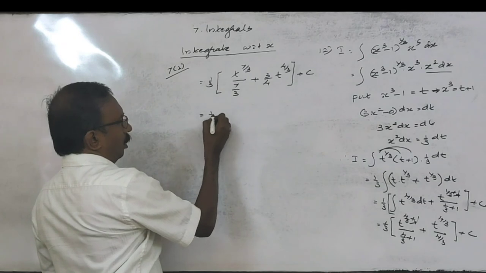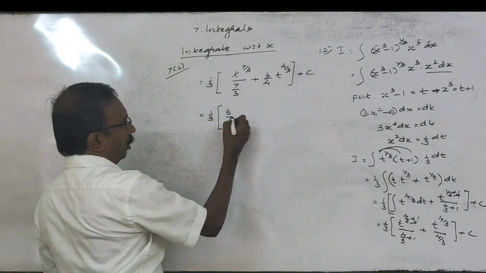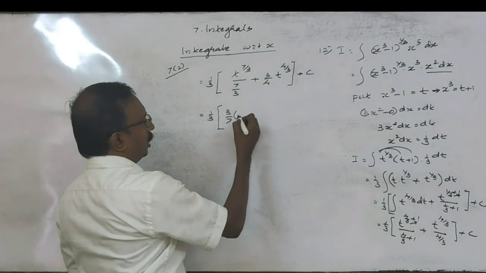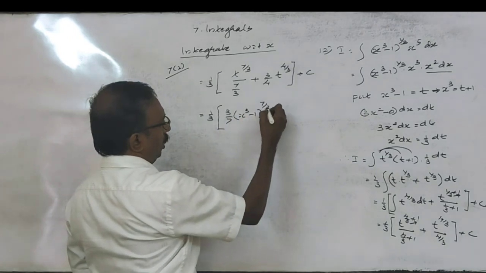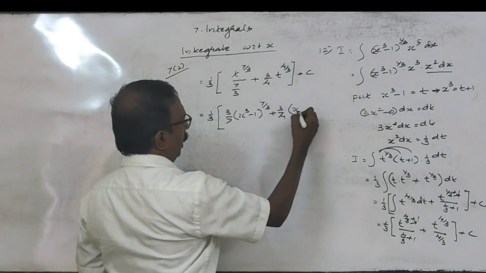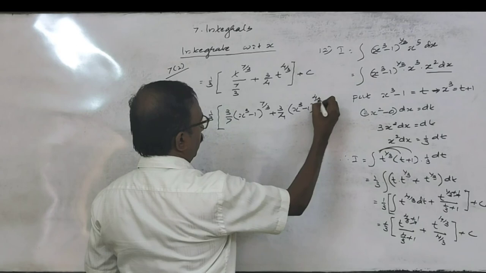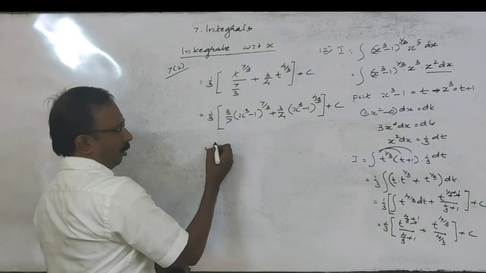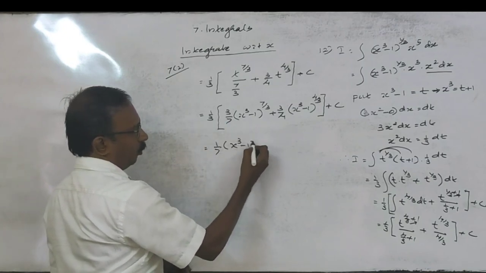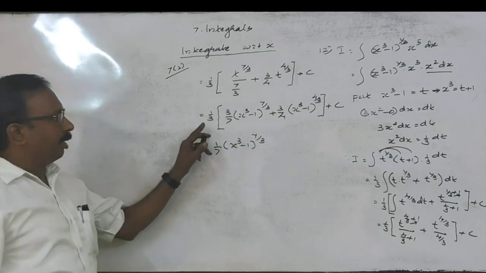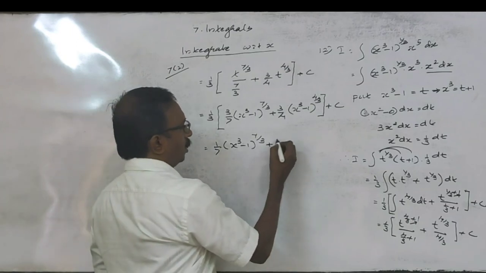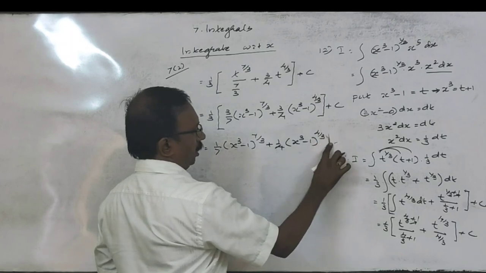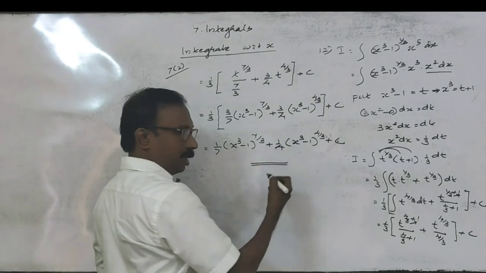Once again we have 1 by 3 into 3 by 7 t raised to 7 by 3, with t being x cube minus 1, so (x cube minus 1) the whole raised to 7 by 3, plus 3 by 4 into (x cube minus 1) the whole raised to 4 by 3, plus c. When I take the bracket, it becomes 1 by 7 into (x cube minus 1) the whole raised to 7 by 3, since the 3s are eliminated, plus 1 by 4 into (x cube minus 1) the whole raised to 4 by 3, plus c is the answer, isn't it?